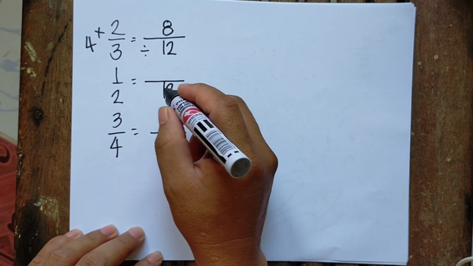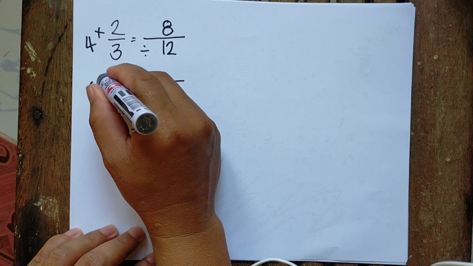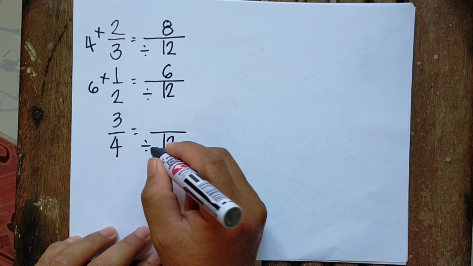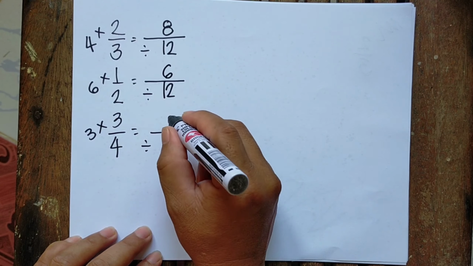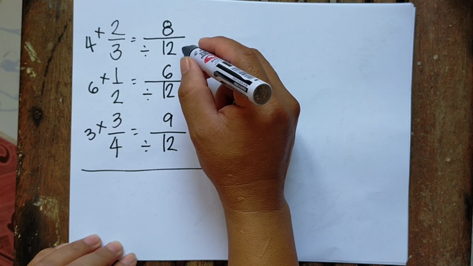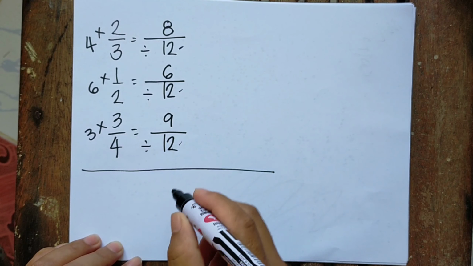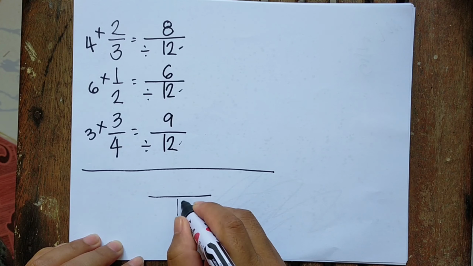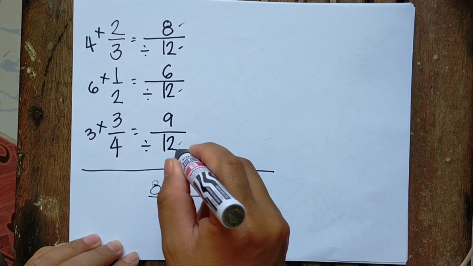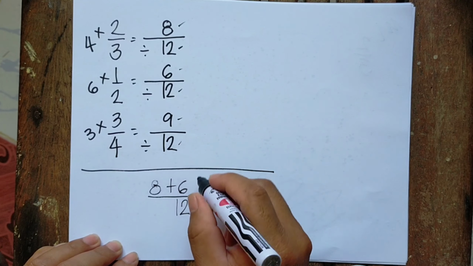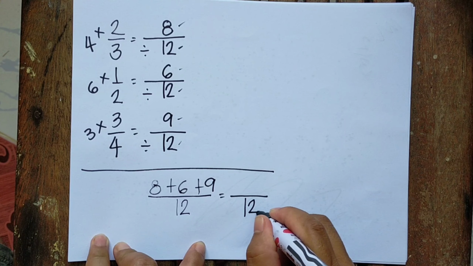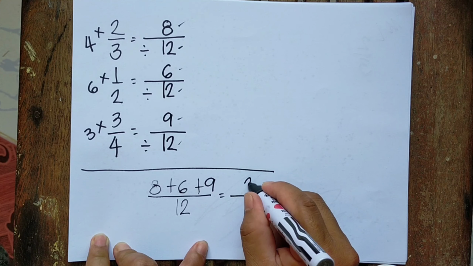Let us do the same with the second fraction. 12 divided by 2 equals 6 times 1 equals 6. And the next fraction, 12 divided by 4 equals 3 times 3 equals 9. So this time, they're already similar fractions because they have the same denominator. So let us copy now the common denominator, which is 12, and let us add the numerators. So here 8, here 6, and 9. So 12, 8 plus 6 plus 9 equals 23.